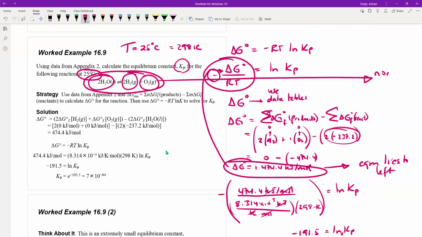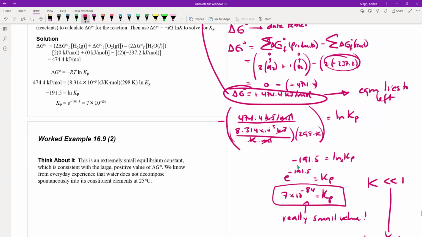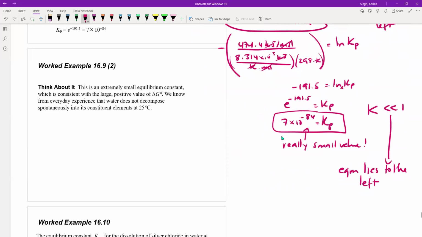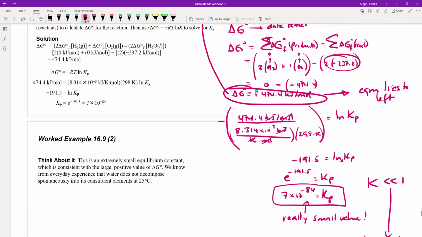This tells us that water decomposing into hydrogen and oxygen does not happen spontaneously. And you know this from experience, right? The water you have sitting out in a cup at your house, or wherever you have your cup of water, doesn't decompose into hydrogen and oxygen on its own, right? So that makes intuitive sense. The numbers make sense. The fact that delta G is positive makes sense. The fact that the K value is so small makes sense as well, and it confirms what we found for delta G naught.